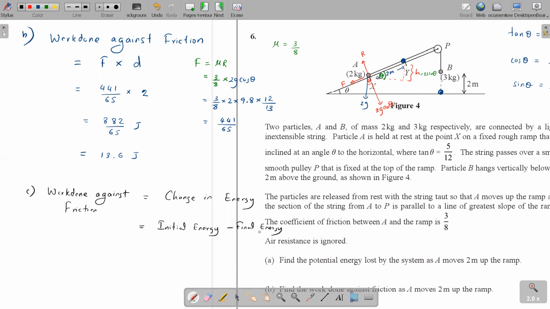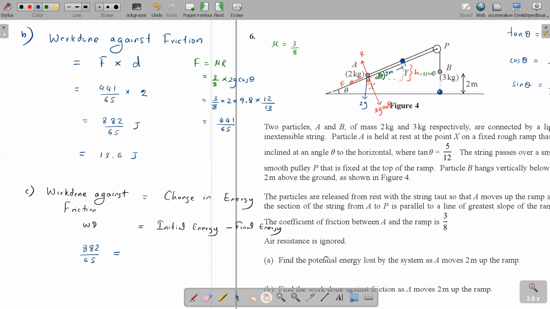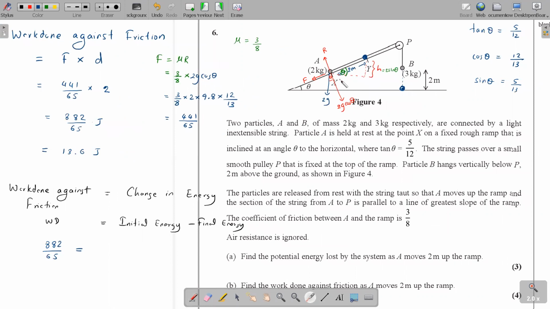But are you with me? So work done against friction we found in part B. Work done against friction is 882/65. Is that okay? So what's the initial energy you have? You can see you start first, you have A and you have B. At the beginning, A and B are both starting from rest, right? Are you with me?